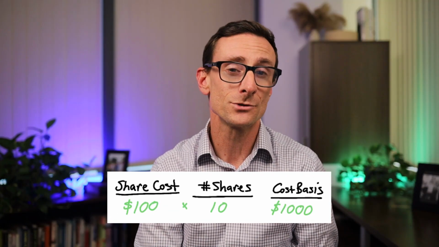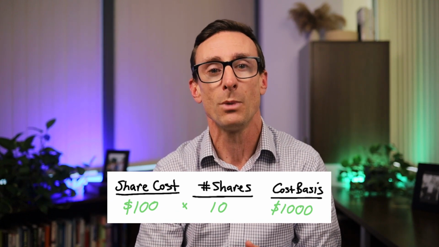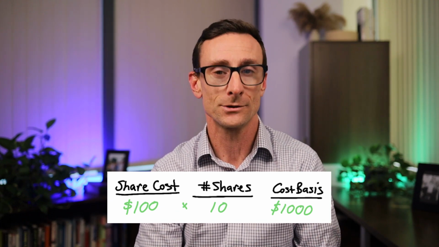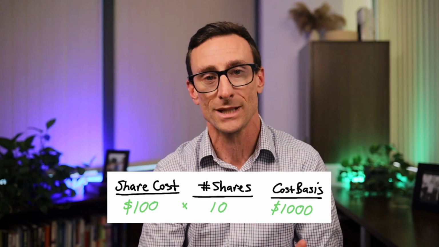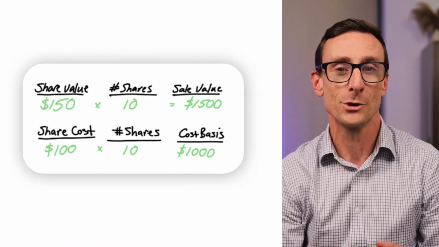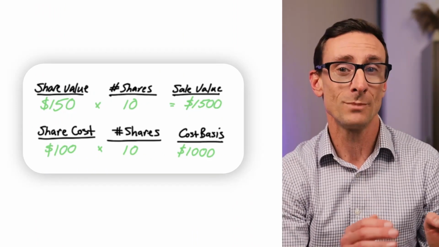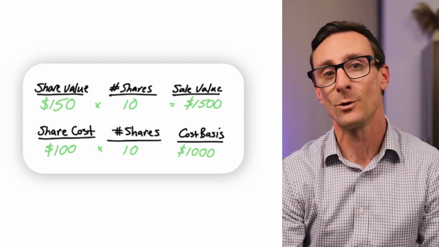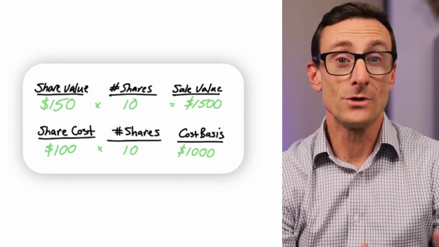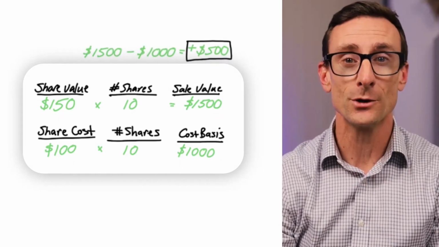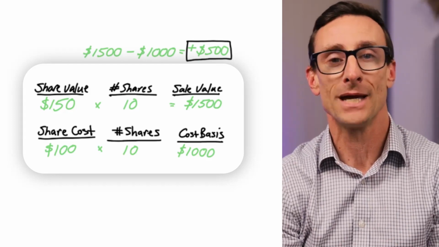Let's say you pay $100 a share for that stock, and let's say you bought 10 shares. So you paid $1,000. That's what we call your cost basis. Well, the stock's done well, and now it's worth $150 a share. So your 10 shares are now worth $1,500. The difference from what you paid, $1,000, is now $1,500. So you gain $500. And if you sell those shares, you create a capital gain that may be taxable.